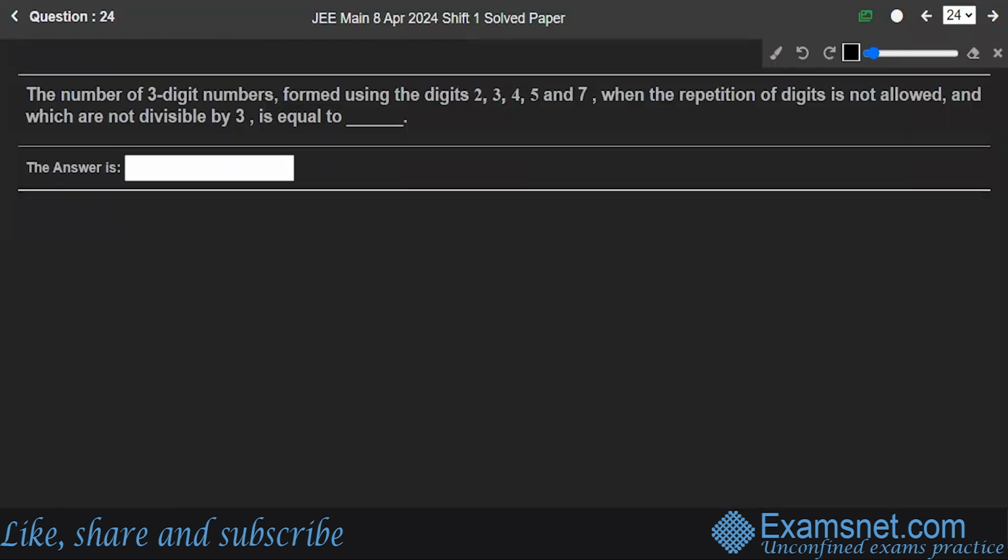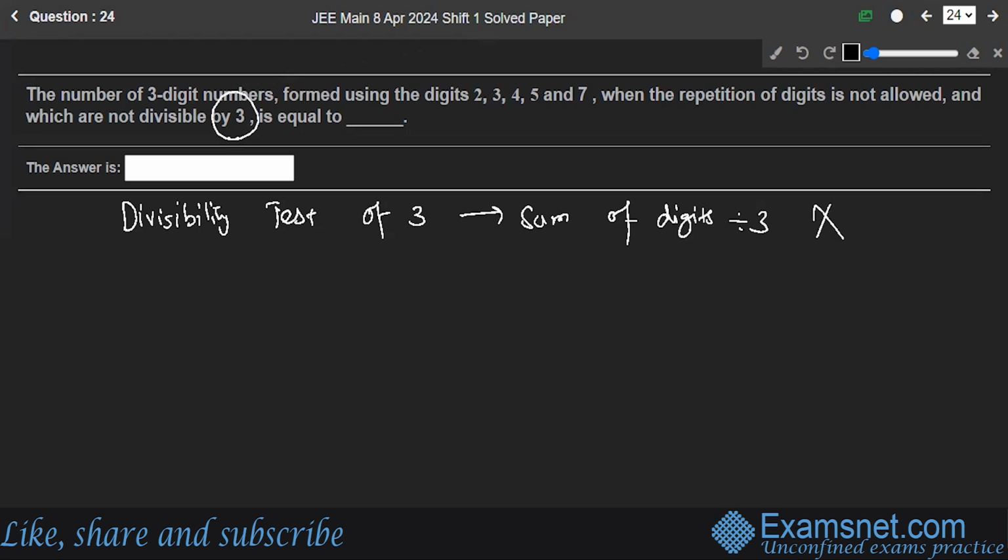Question number 24, the number of 3-digit numbers formed using these digits when the repetition of digits is not allowed and which are not divisible by 3 is equal to. So here you want the numbers which are not divisible by 3. The divisibility test of 3 says the sum of the digits should not be divisible by 3.